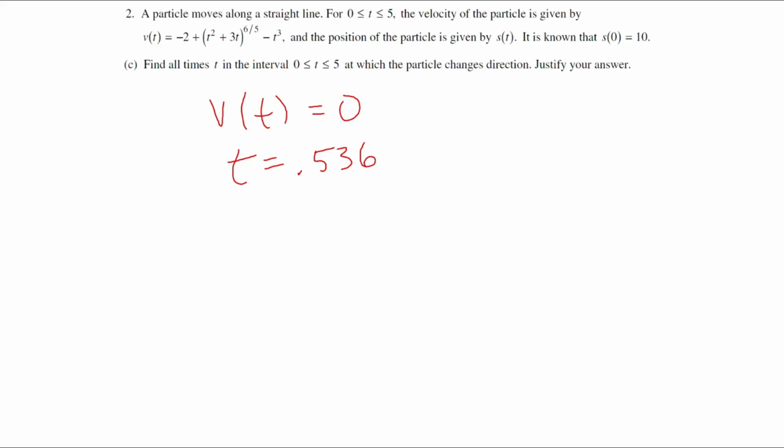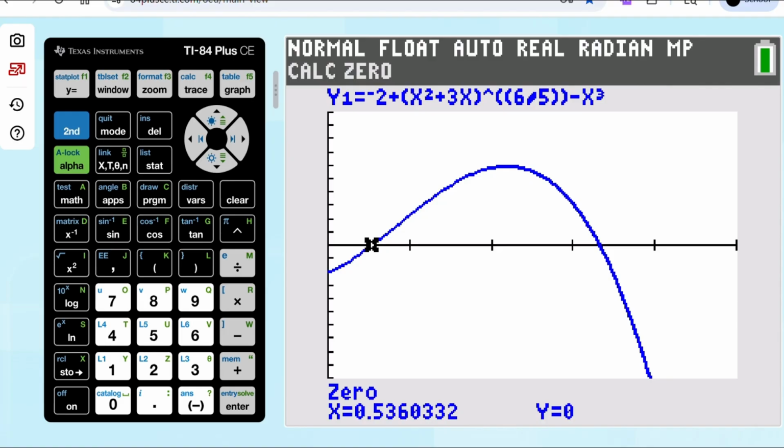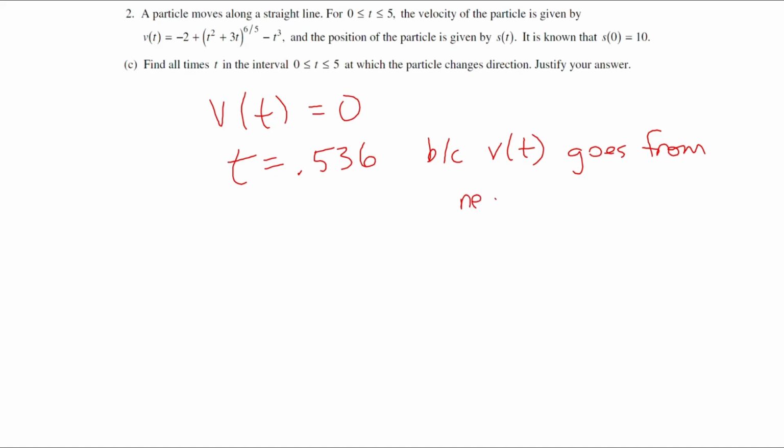So we'll first say this is true at t equals 0.536, and we'll even make the note, so that's one place, because if we look at the graph, it looked like the velocity went from negative to positive. Okay? So the velocity goes from negative to positive.